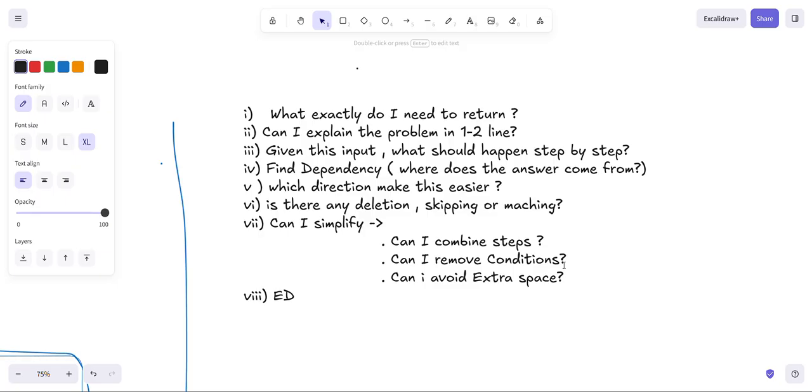The eighth one is edge cases. If you are aiming for an MNC, edge cases also have an important role in every problem. So we also need to give priority to edge cases.